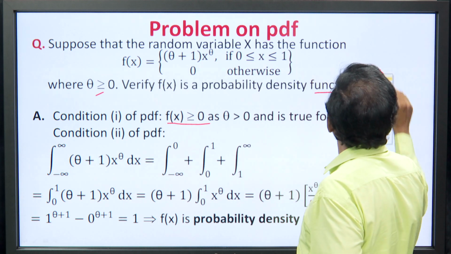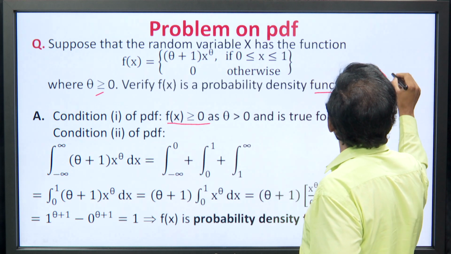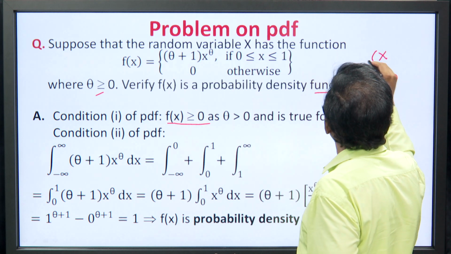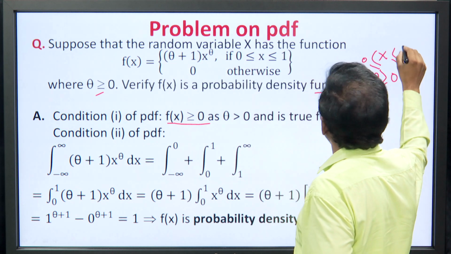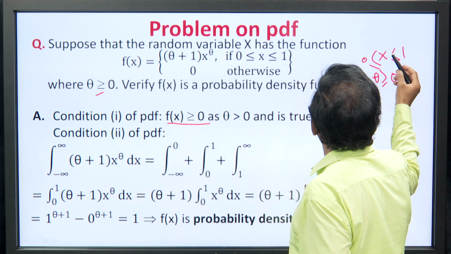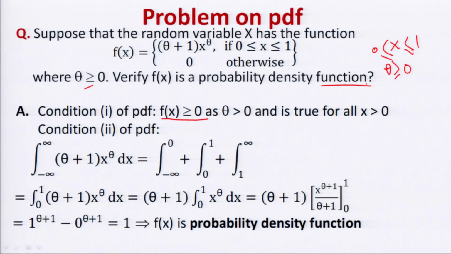and x lies between 0 to 1. So, theta is greater than 0 and x is also greater than 0. So, this function f x equal to theta plus 1 times x to the power theta is always greater than 0. The first condition of probability density function holds. Now, what about the second condition?